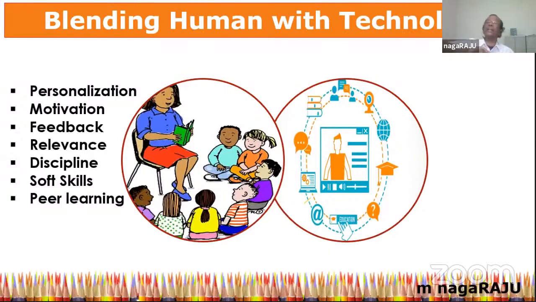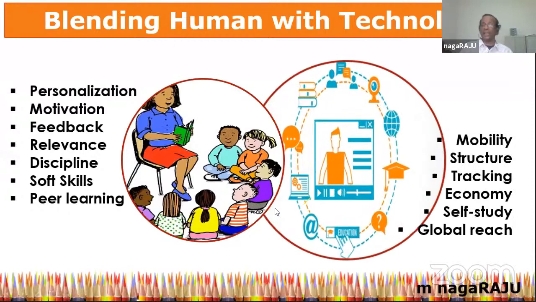Relevance: the content and the methodology can be made relevant, suiting the needs of the students and the teachers. Discipline can be enforced. A regular path can be set, and everybody will take the same path, the same course, the same time, a structure, etc. Soft skills can be built because students learn from students, students interact with others. It's not only the subjects that they are learning, but soft skills can be learned. And peer learning happens. All these are the advantages of the physical classroom.